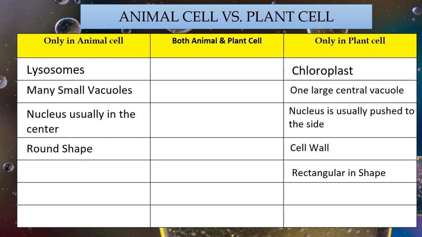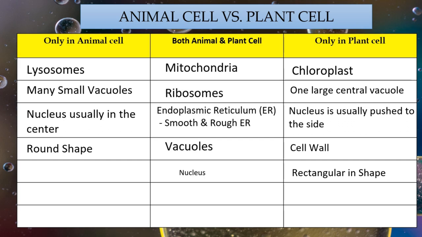There are also things that are common in animal and plant cells. They are the following. Both of them have mitochondria, ribosomes, ER or the endoplasmic reticulum, both smooth and rough ER. Both of them have vacuoles, nucleus, cytoplasm, and Golgi apparatus.